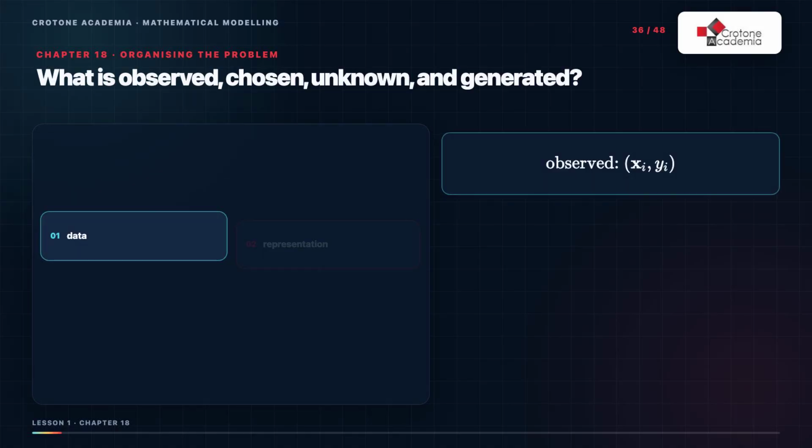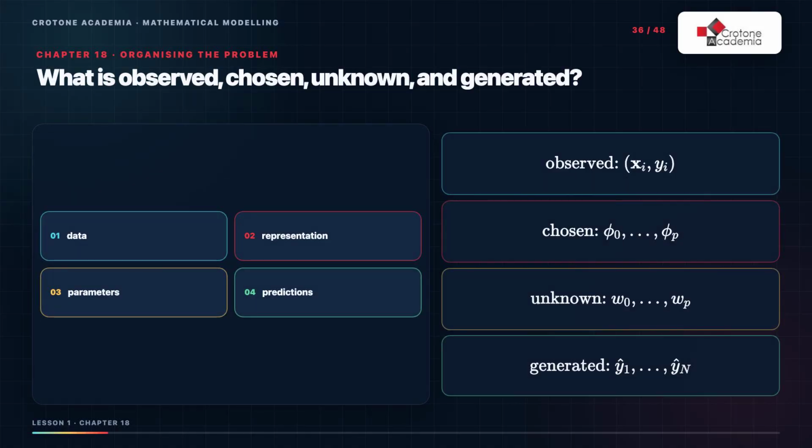For a simple basis function model, separate 4 categories. The observed inputs and outputs come from data. The candidate basis functions are selected as part of the model design. The weights are unknown parameters to determine. Predictions are generated after the representation and weights are applied. In broader modeling methods, transformations may contain adaptable quantities too. For this lesson, we choose the candidate basis functions and treat the weights as unknown. This careful accounting prevents us from confusing observations with predictions or chosen structure with inferred parameters.